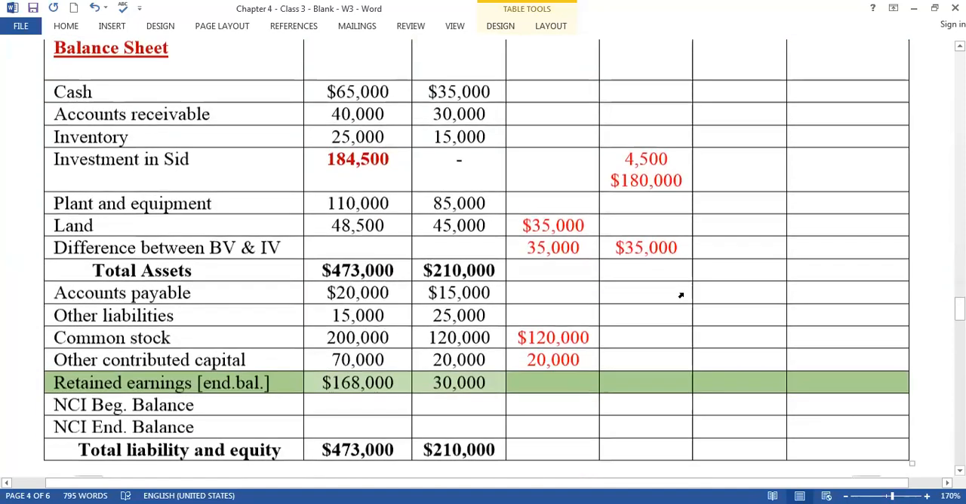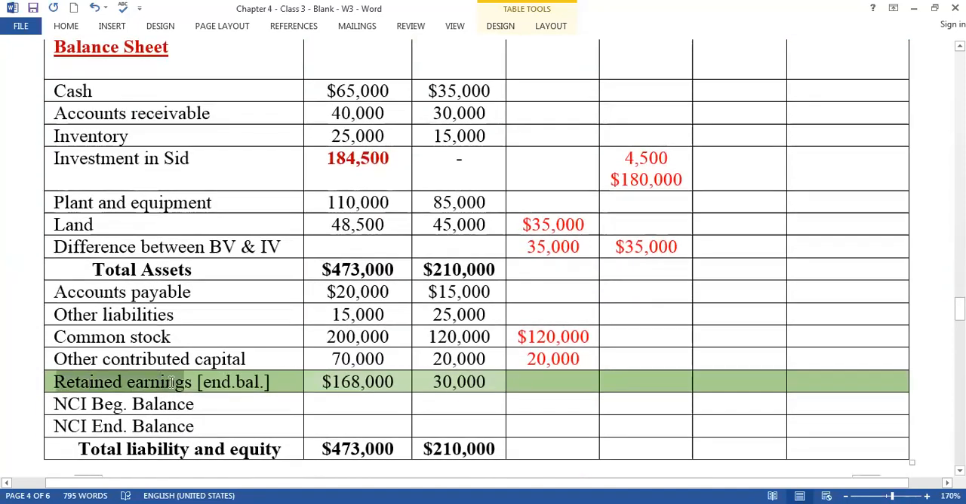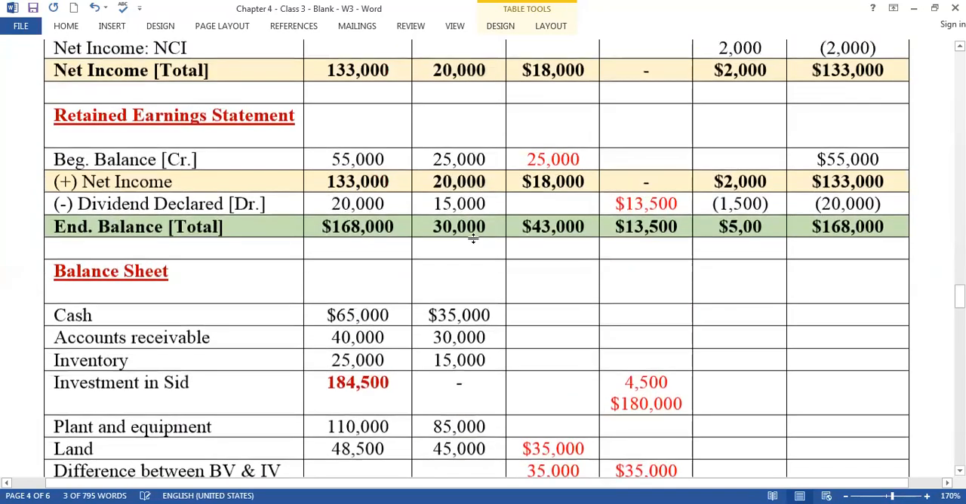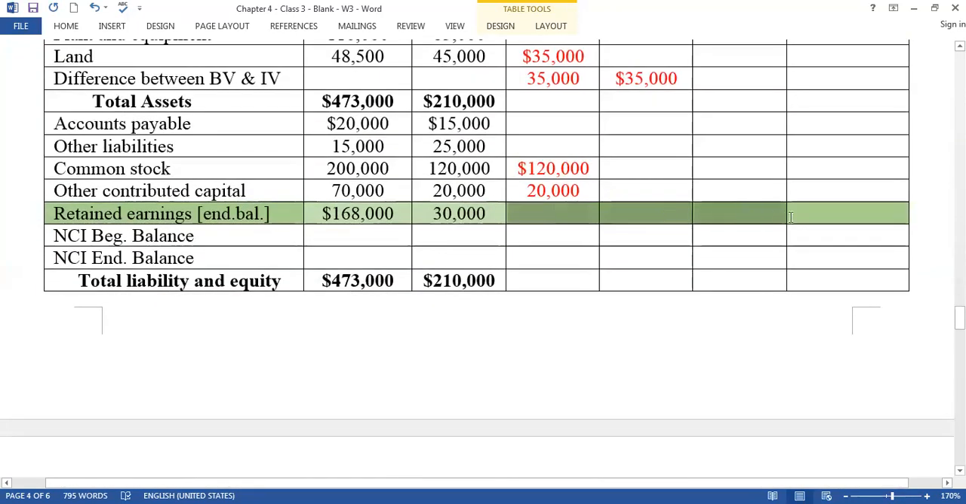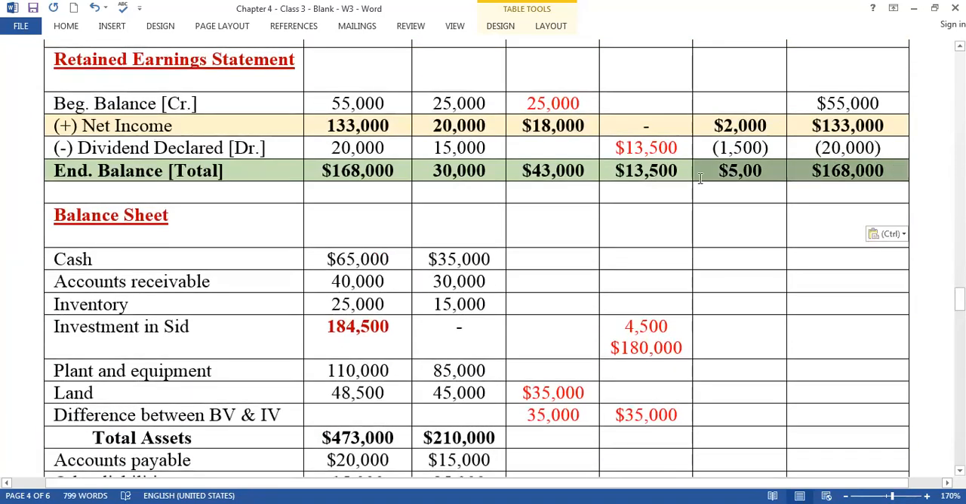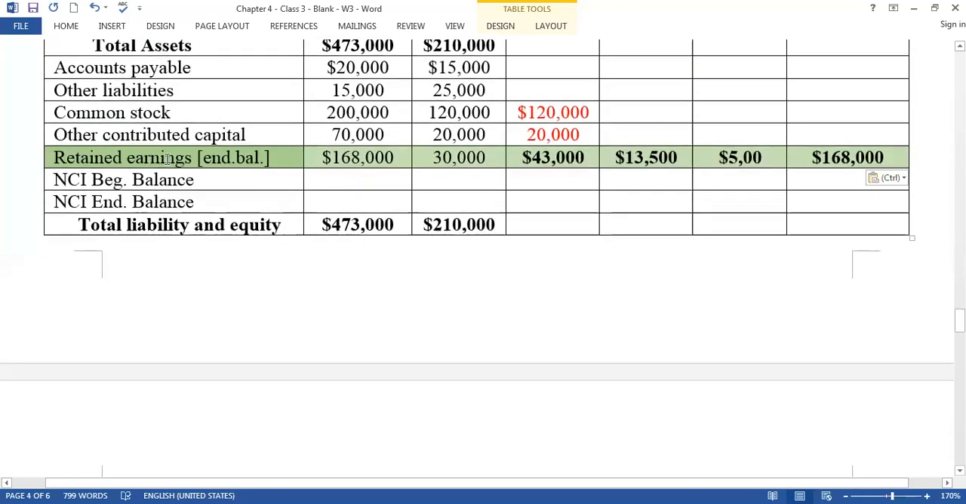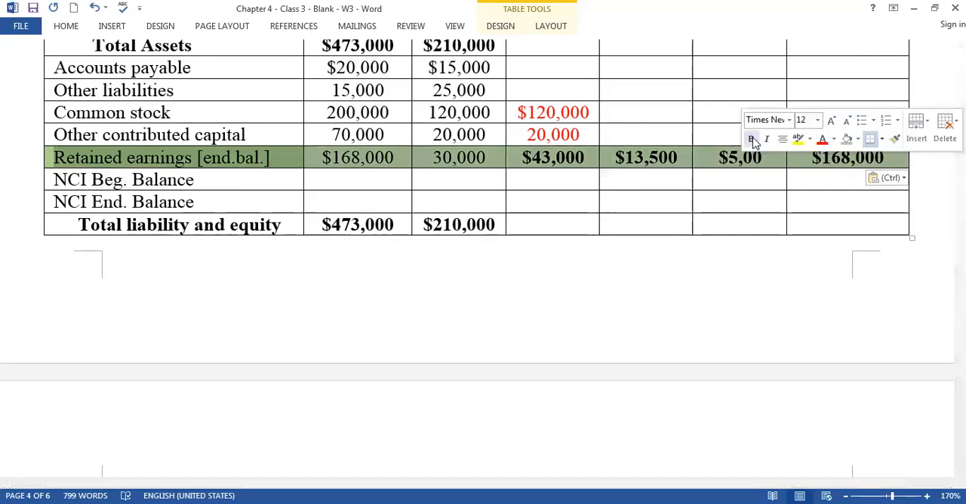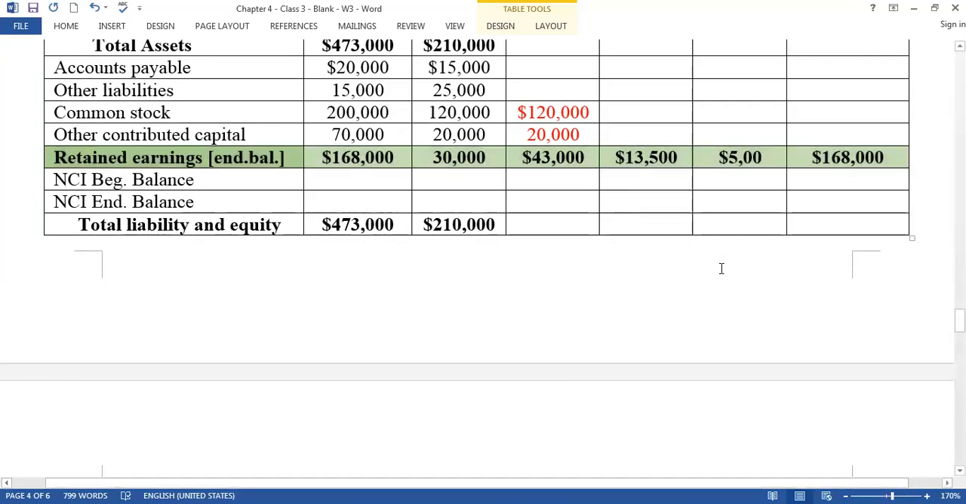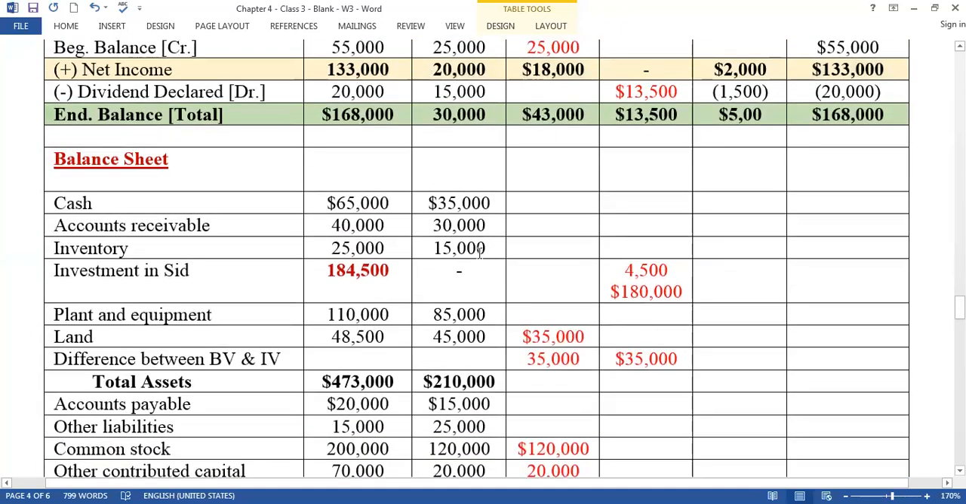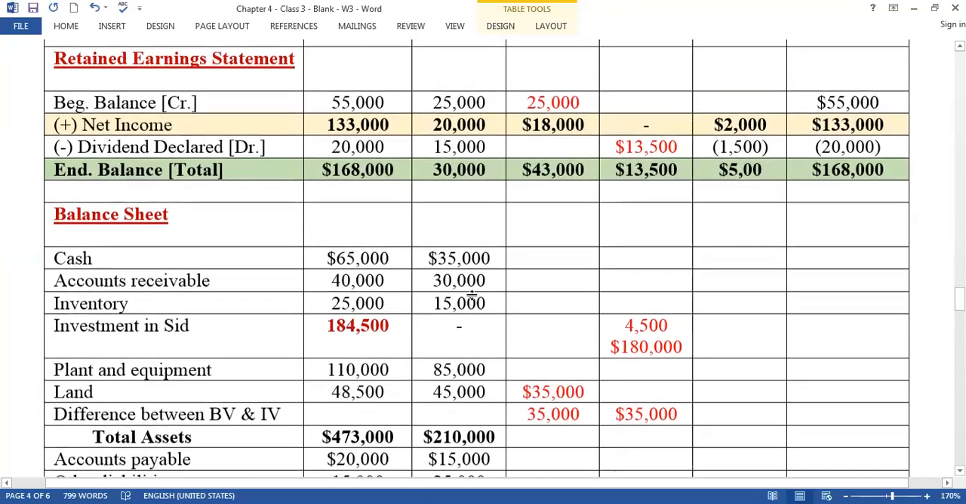Now I told you that we have another ending retained earnings, right? This number we are going to copy. Don't make the mistake. With this number, we just copy and paste here. That's why I keep the similar color. This cell is the ending balance of the retained earnings, and this cell is also the ending balance of the retained earnings. All are similar. Now we can complete the balance sheet.